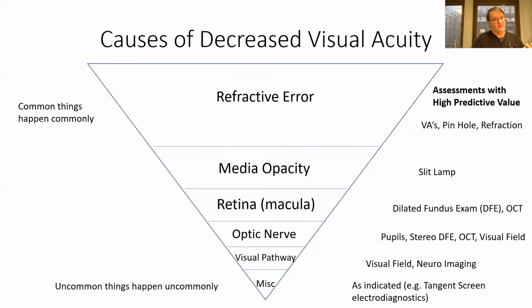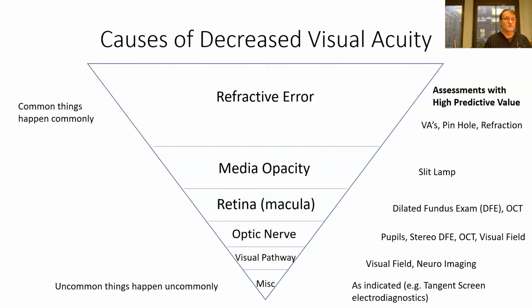They'll also help with the next tier, which is the visual pathway. Visual fields can help determine where along the visual pathway a defect may be. Also neuroimaging, so fields would be the functional side, neuroimaging would be the structural side. And then miscellaneous. Miscellaneous can be things like malingerer.